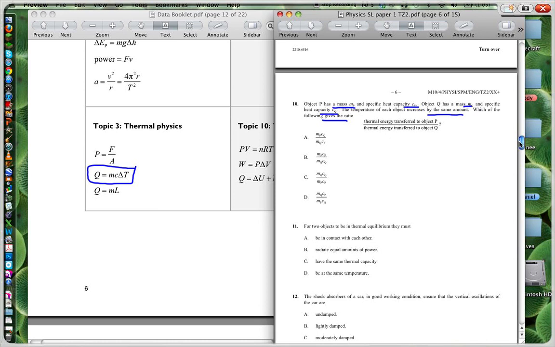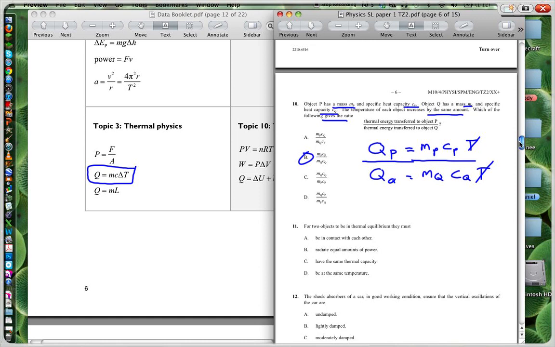So, the temperature of each one increases by the same amount, so it increases by the same ΔT. So, we have Q for P will equal MP CP ΔT, and we're going to divide that by Q for Q, that will equal MQ CQ ΔT. Those should cancel. And so we should get for that it would be B. That was a pretty straightforward sort of question.